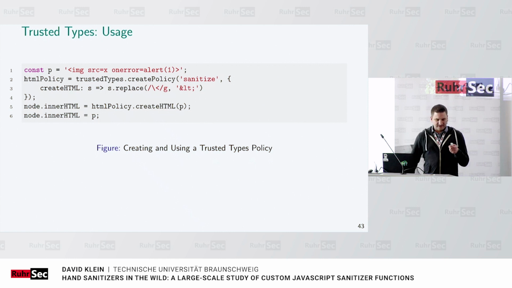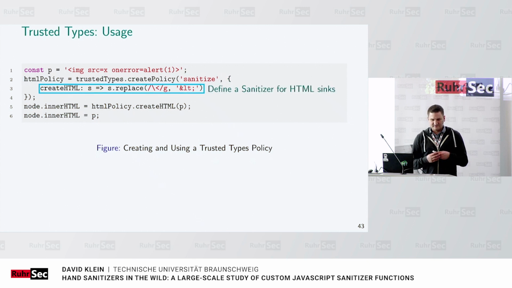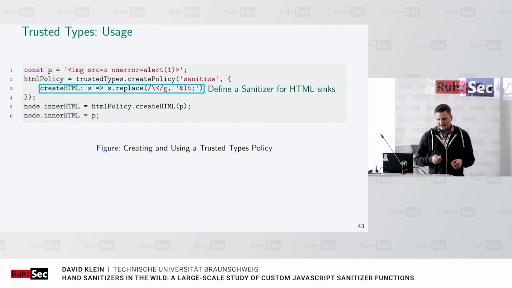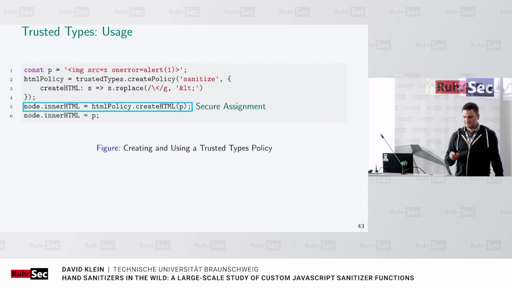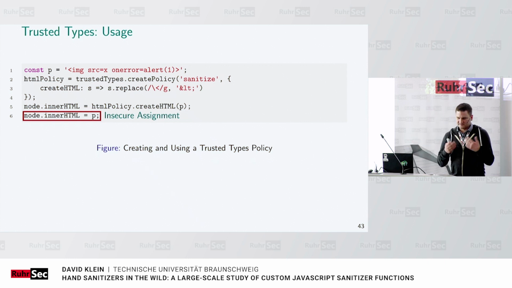You have to create a so-called trusted types policy. And the policy contains a set of sanitizers. I've only shown the HTML ones here. There are ones for JavaScript and URLs as well. And basically, if you want to assign something to innerHTML, you have to use the policy first to create a trusted HTML type. And then the secure assignment works as expected. If you do a direct string assignment, it's insecure and gets a type error, and basically the execution will halt.